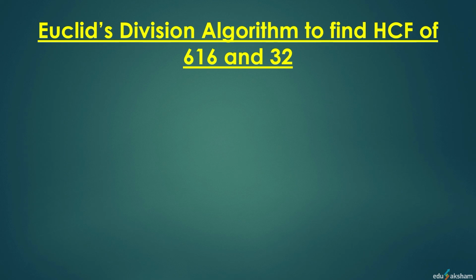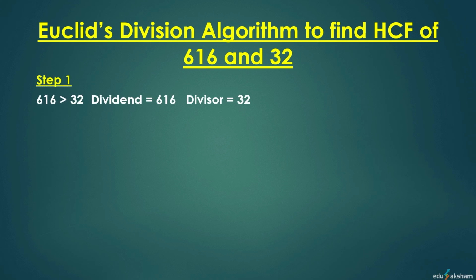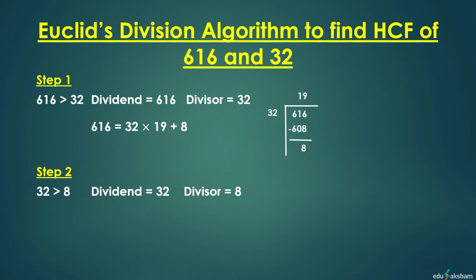Since 616 is greater than 32, we will take 616 as the dividend and 32 as the divisor. Dividing these two numbers using the long division method, we get a quotient of 19 and a remainder of 8, and 616 can be represented as 32 times 19 plus 8. Since the remainder is not 0 at this step, we will move on to the next step, in which we will take the dividend as 32 and the divisor as 8. Again, we will divide these two numbers using the long division method. We get a quotient of 4 and a remainder of 0.